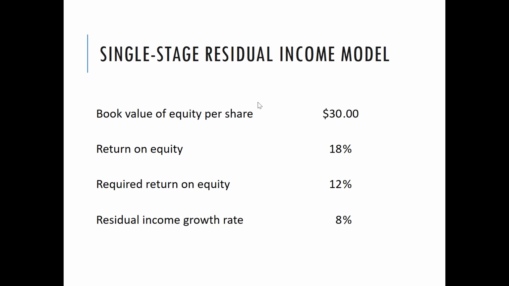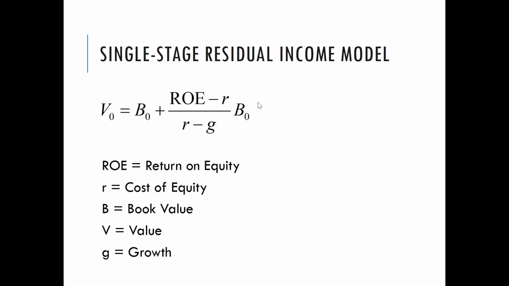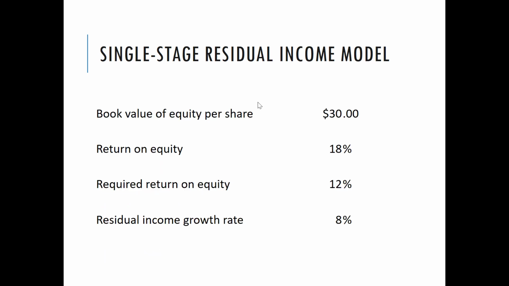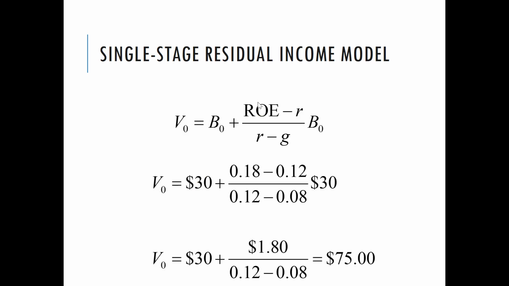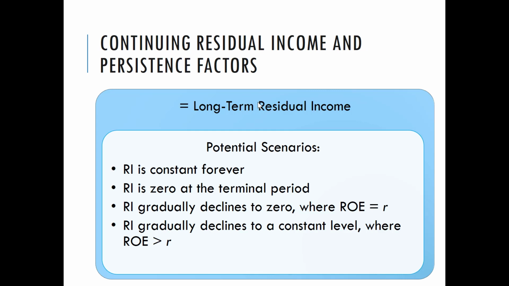Again, if you're given the information, the hard part is knowing that you should use that formula. Once you know that, you just plug it in, and you effectively can calculate what the value per share is, which is $75. So again, the beginning book value plus your return on equity minus your cost of equity divided by your cost of equity minus the growth rate, multiplied by beginning book value. Again, it's just having some practice with some of these examples and working them through yourself to figure out how to do this.